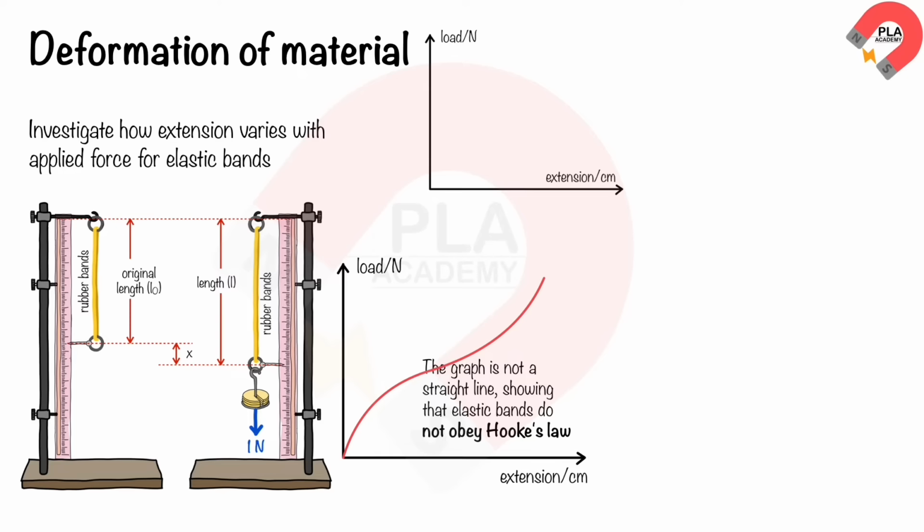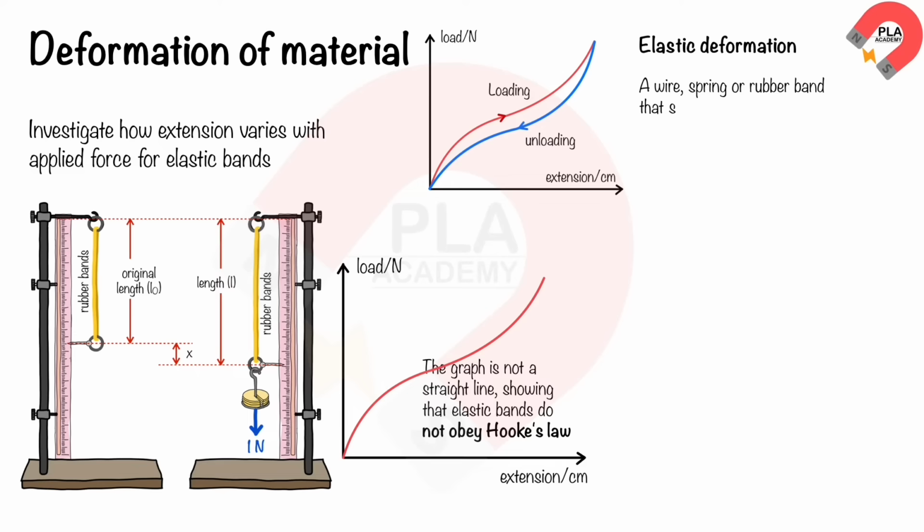If the graph of load against extension of a material when it is loaded and unloaded looks like this, it shows that this material stretches elastically. This is called elastic deformation. This means that a wire, spring or rubber band that stretches elastically will return to its original length once the stretching force is removed.